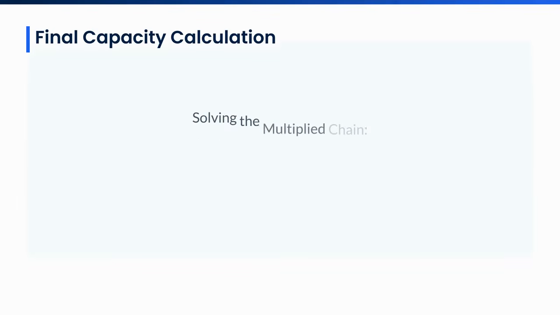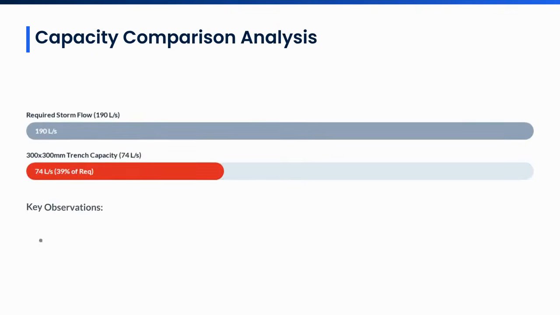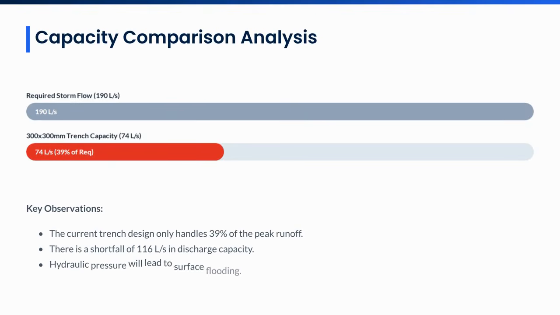By solving the multiplied chain, the final capacity calculation for the 300 by 300 millimeter trench results in a discharge of 0.074 cubic meters per second. Analyzing the capacity, the current trench design handles only 39% of the peak runoff. This shortfall of 116 liters per second means the trench is inadequate, and hydraulic pressure will cause surface flooding.